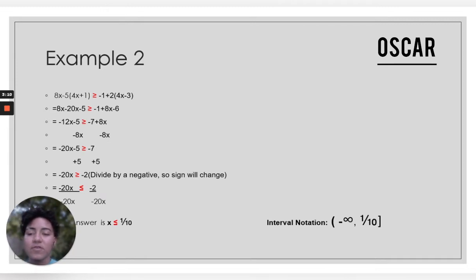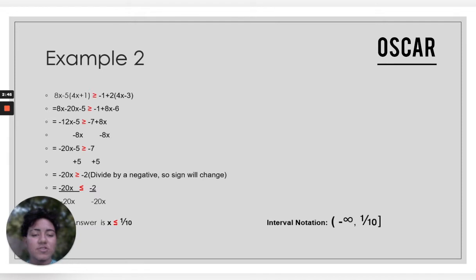Now to go from here, we need to divide by a negative sign. So when multiplying or dividing by a negative sign, the inequality sign will change to the opposite direction. So now we divide by negative 20x on both sides, leaving us with our final answer, which is x less than, it will no longer be greater than, it will change now to less than 110.